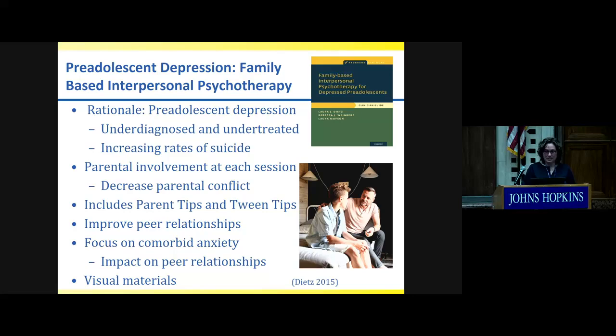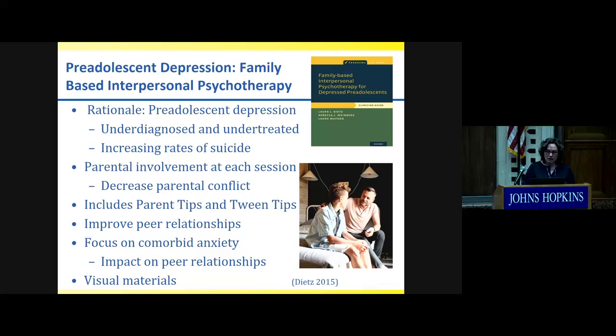An example of a parent tip is self-care, put on your oxygen mask first. Consider the intention and not the outcome. And there's also a focus on comorbid anxiety. As we all know, anxiety can impact peer relationships. We heard Claire tell us about that. And it also includes visual materials to help concretize the skills.